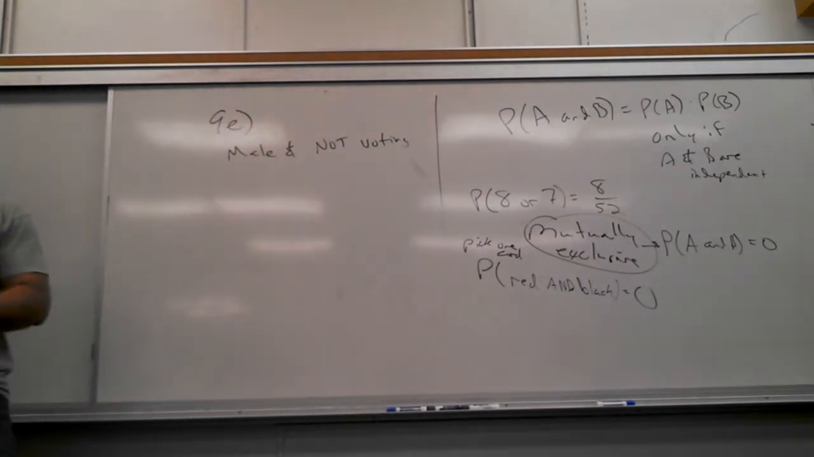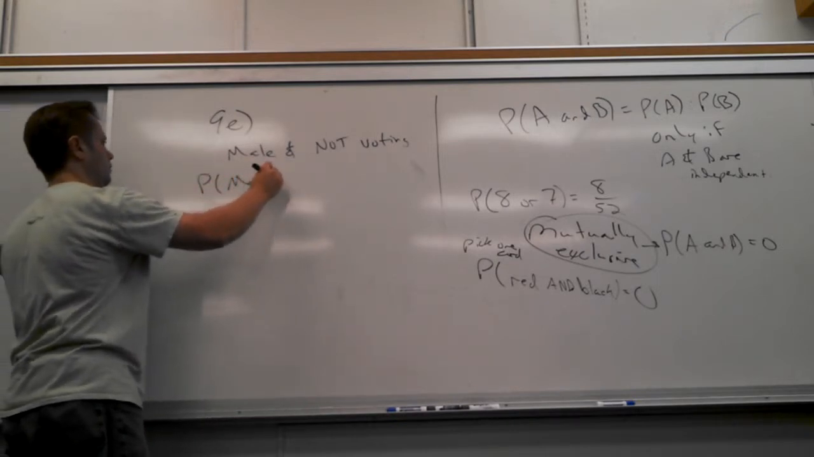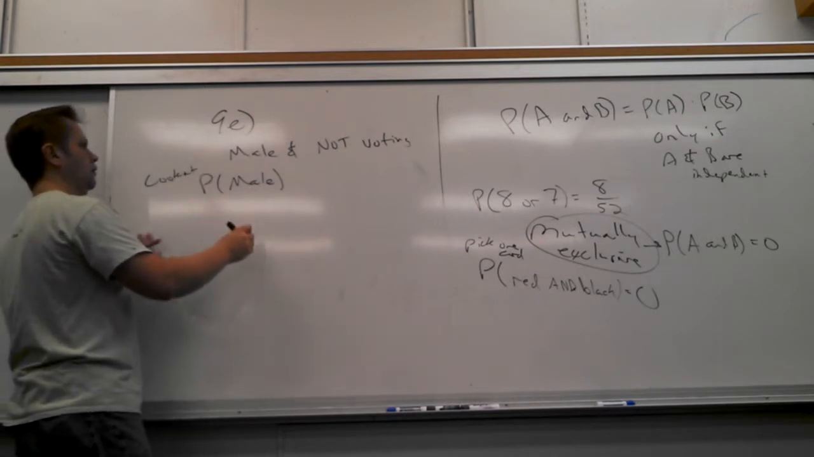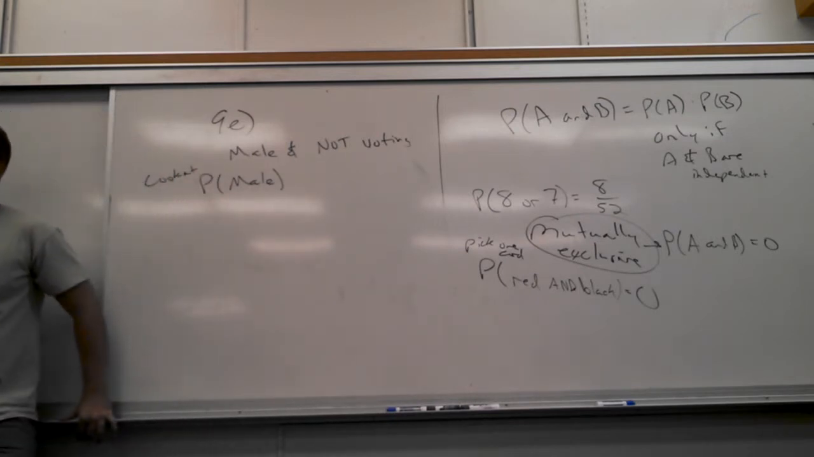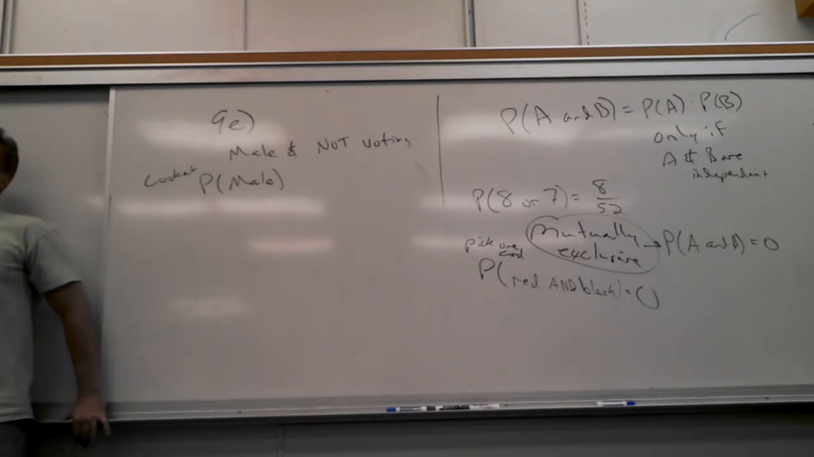How would you figure out if they're independent? What do you have to look at? Probability of a male. You've got to look at what the probability of male is. Probability that it's not voting and male? Nope. Or just not voting? Nope. Voting? Nope. No. So I really want this to make sense.